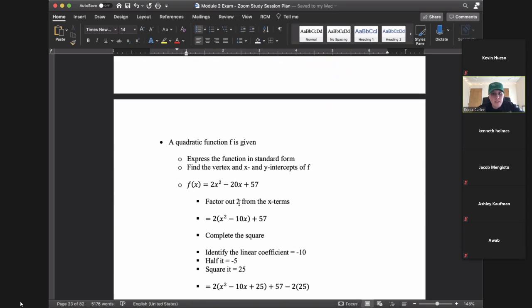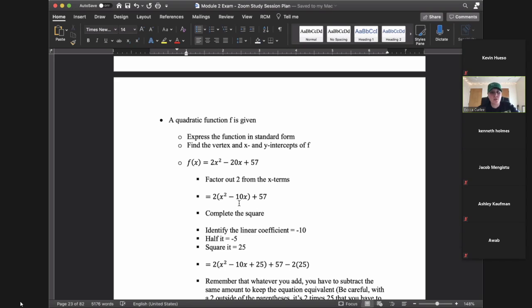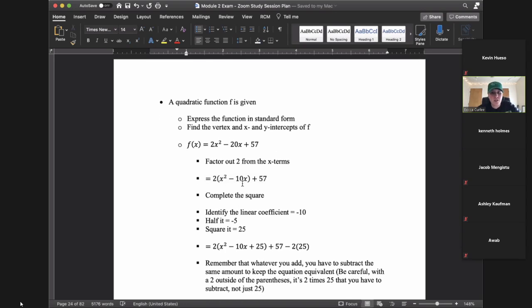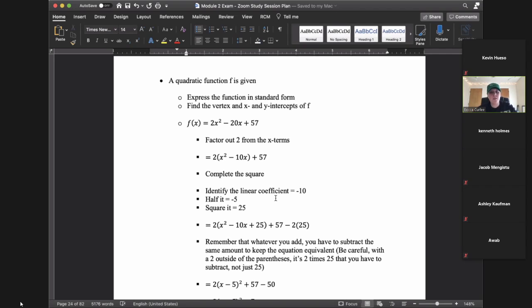Quadratic function f is given. Express the function in standard form. Find the vertex and x and y intercepts of f. So we're given f of x equals 2x squared minus 20x plus 57. We're going to factor out 2 from the x terms so we can get that x squared by itself. By completing the square, the best way to do this is to identify the linear coefficient, which is negative 10 right here. So this is your linear term.